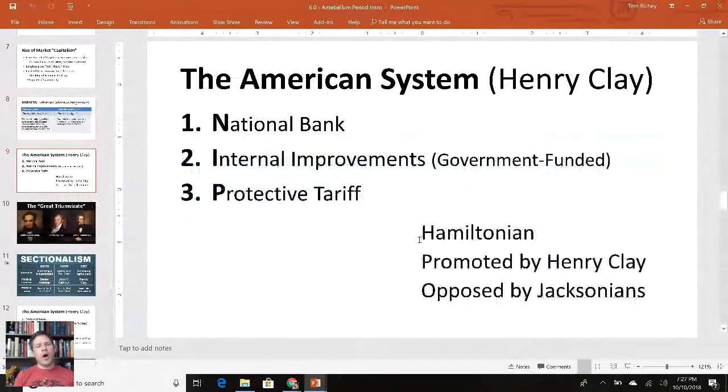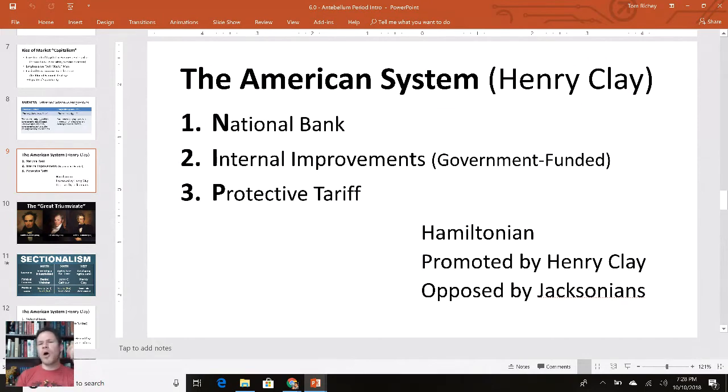And then, of course, always a good time to review Henry Clay's American System: a national bank, internal improvements, meaning government-funded infrastructure projects, and a protective tariff to protect American industry. Of course, this is a Hamiltonian plan, but it's proposed by Henry Clay, who was a war hawk, somebody who rushed into the War of 1812 and realized, whoa, we could have really used some of this stuff. It would have helped us to make war. And that's something that Henry Clay becomes a big partisan of later on, even though he was from a more Jeffersonian background.